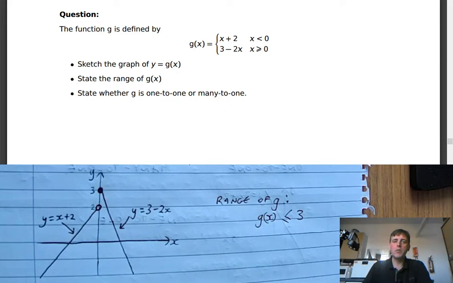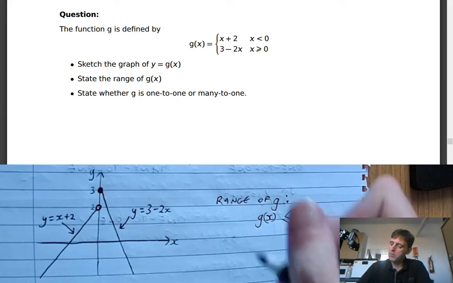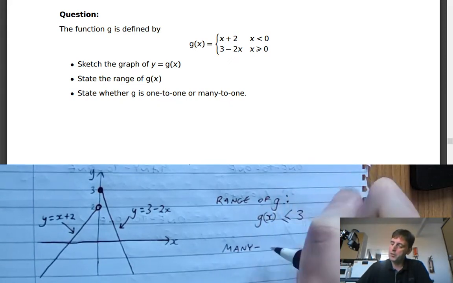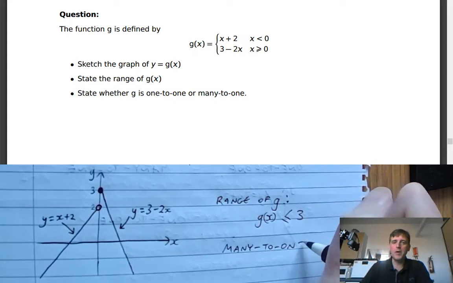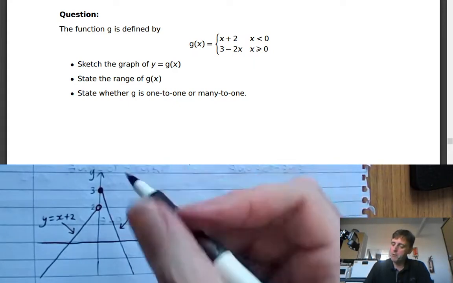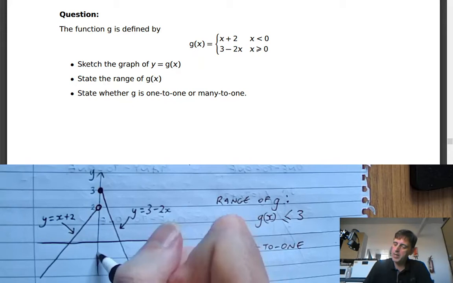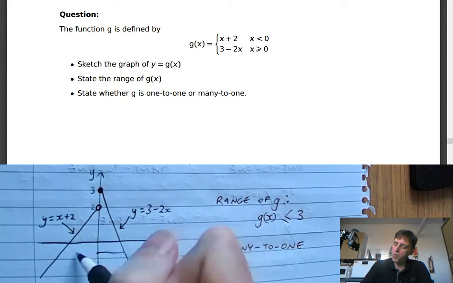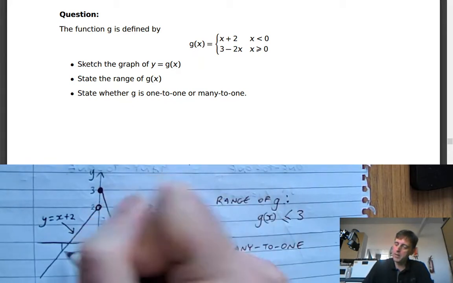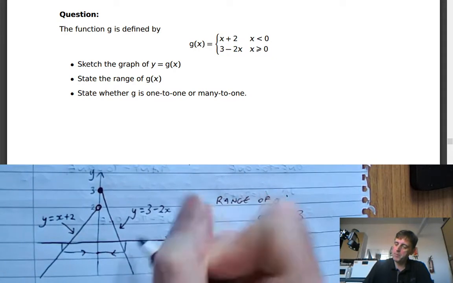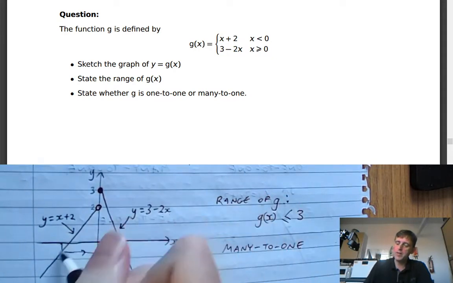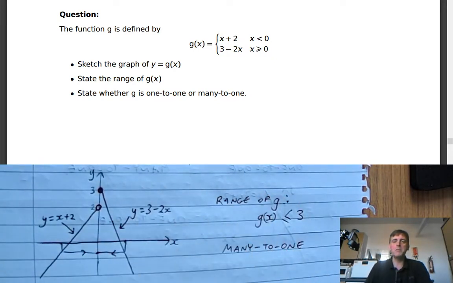Finally, is this a one-to-one or a many-to-one function? Well, again, considering the graph, we should work out that this is a many-to-one function. There are some values in the output, in the range, let's pick one down here, which we can get to from more than one input number. We can see there's an input number over here and an input number over here, which would lead to the same output number. That means it must be a many-to-one function.